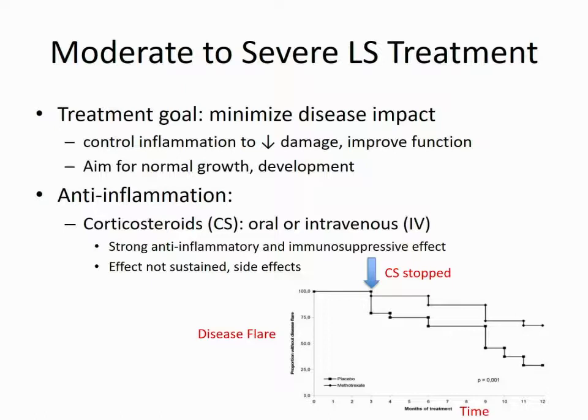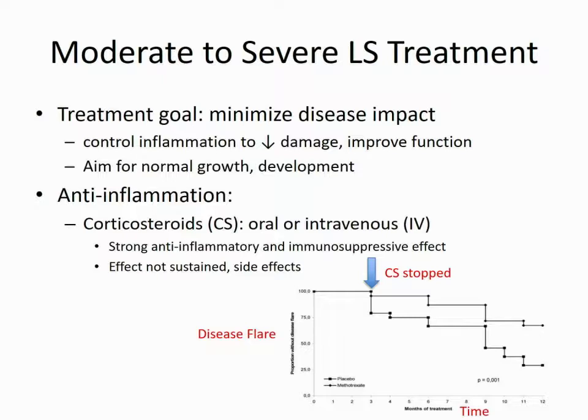Kids, the advantage of them is that they're still growing, so they actually have more rejuvenative quality. So if you control the inflammation early on, when you get the disease early on, some of the damage could be reversed. So we're aiming for normal growth and development.